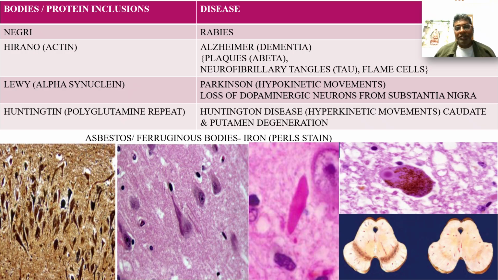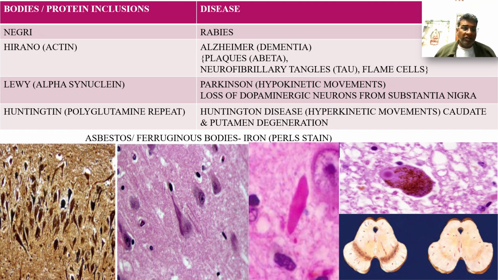As a part of completion in the CNS, along with the CNS tumors, I am going to discuss a few neurodegenerative diseases with their protein inclusions or bodies. The Negri bodies are characteristic of rabies, which everyone knows, and asbestos or ferruginous bodies are seen where there is iron deposit and they can be stained with Perls stain.